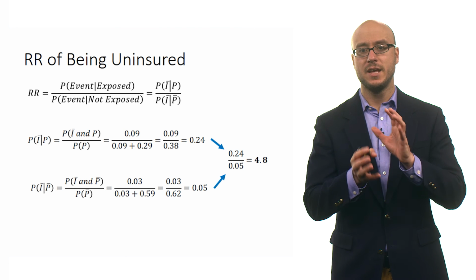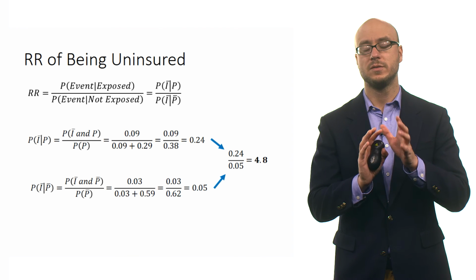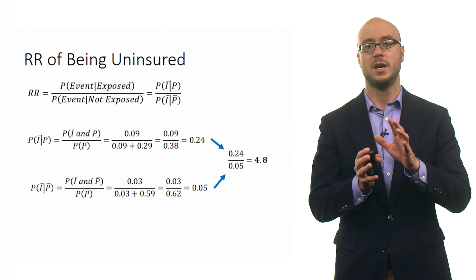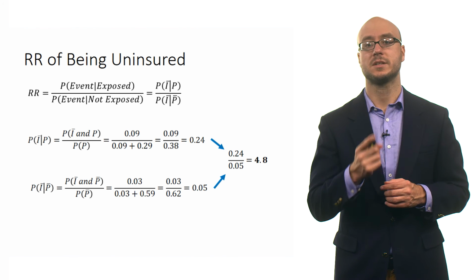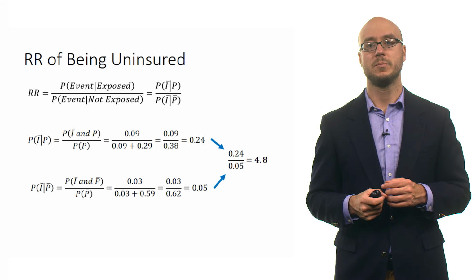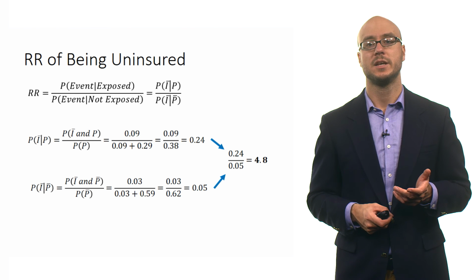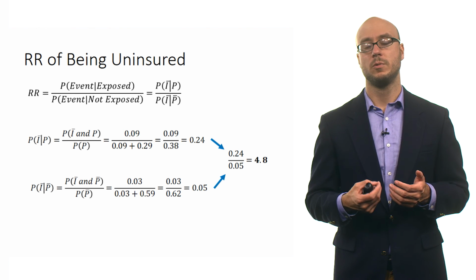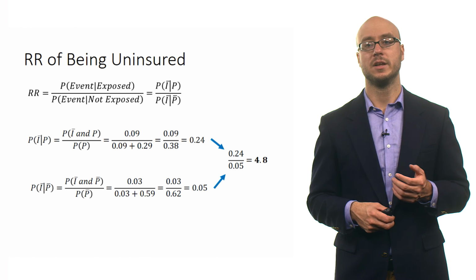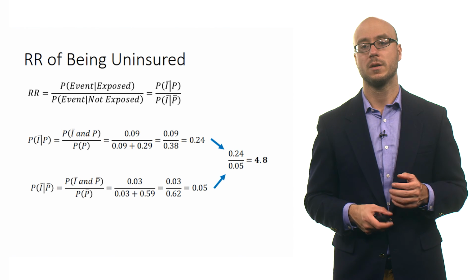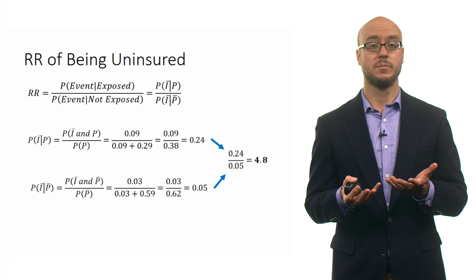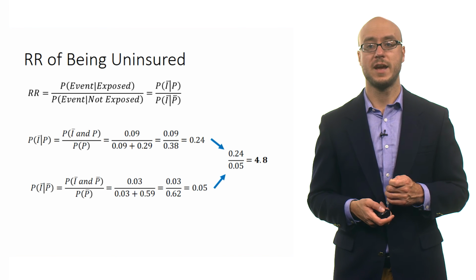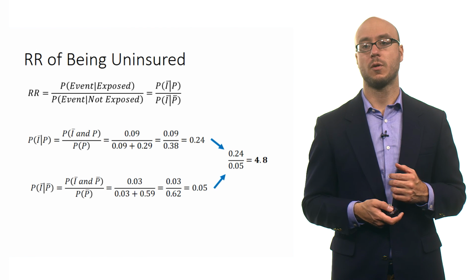Again, if poverty had no association with having health insurance, then you'd expect a relative risk of 1, meaning the probability of having no health insurance given you're poor would equal the probability of having no health insurance given you're not poor. But the fact that these two quantities differ tells us something about these two variables. In fact, we have this risk ratio of 4.8.